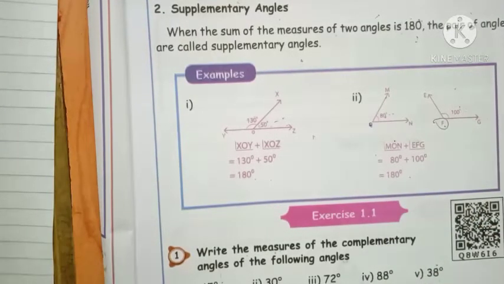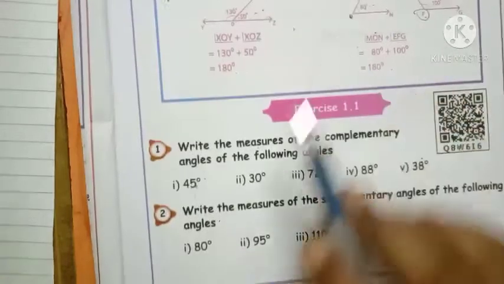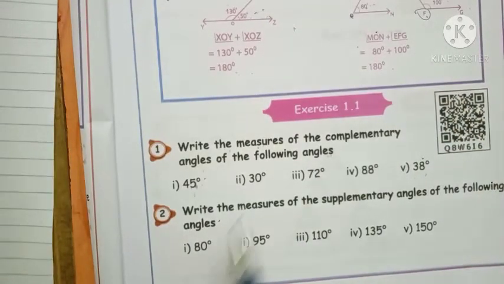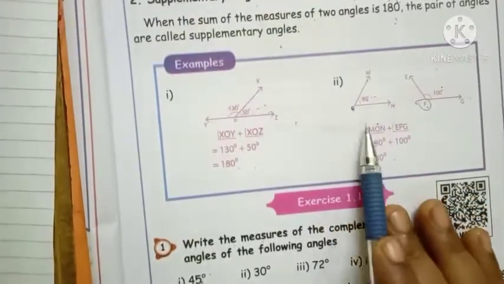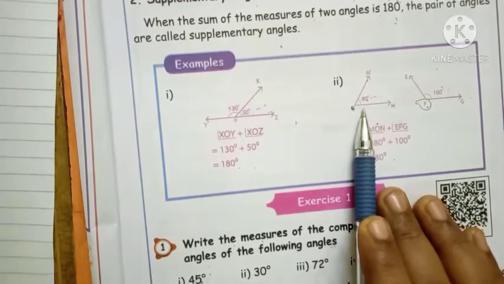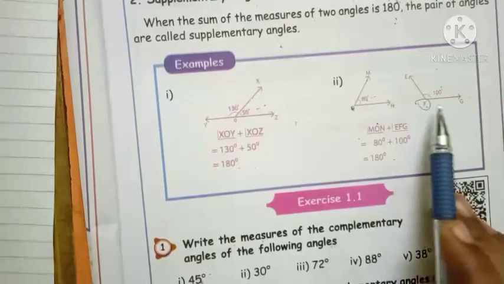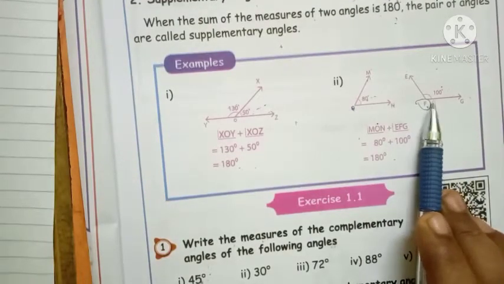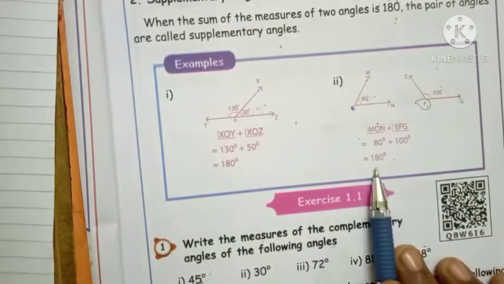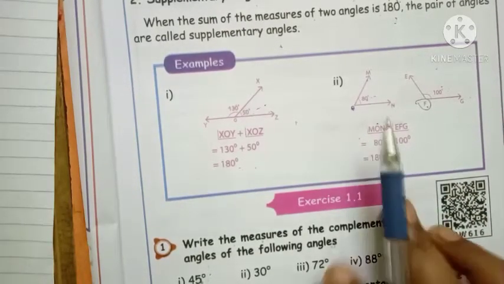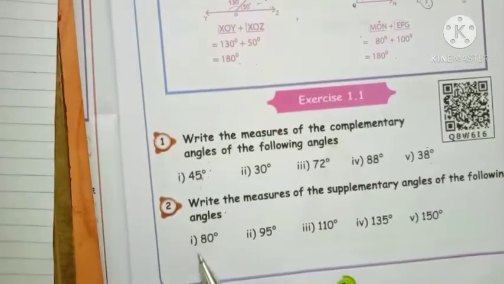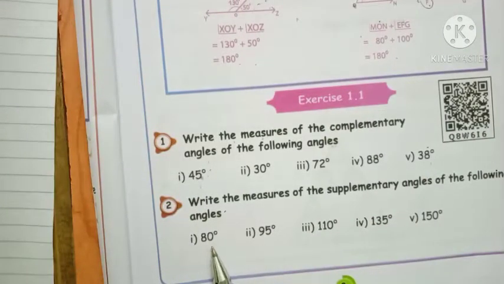Here given is 80 only. First sum is given 80 only. So here you think, the first one, 80 angle measurement is given to you. So the other angle is easy to find out, 100. 100 plus 80 equals 180. So 80 is given in the question. So find the answer: 100 is the supplementary angle.